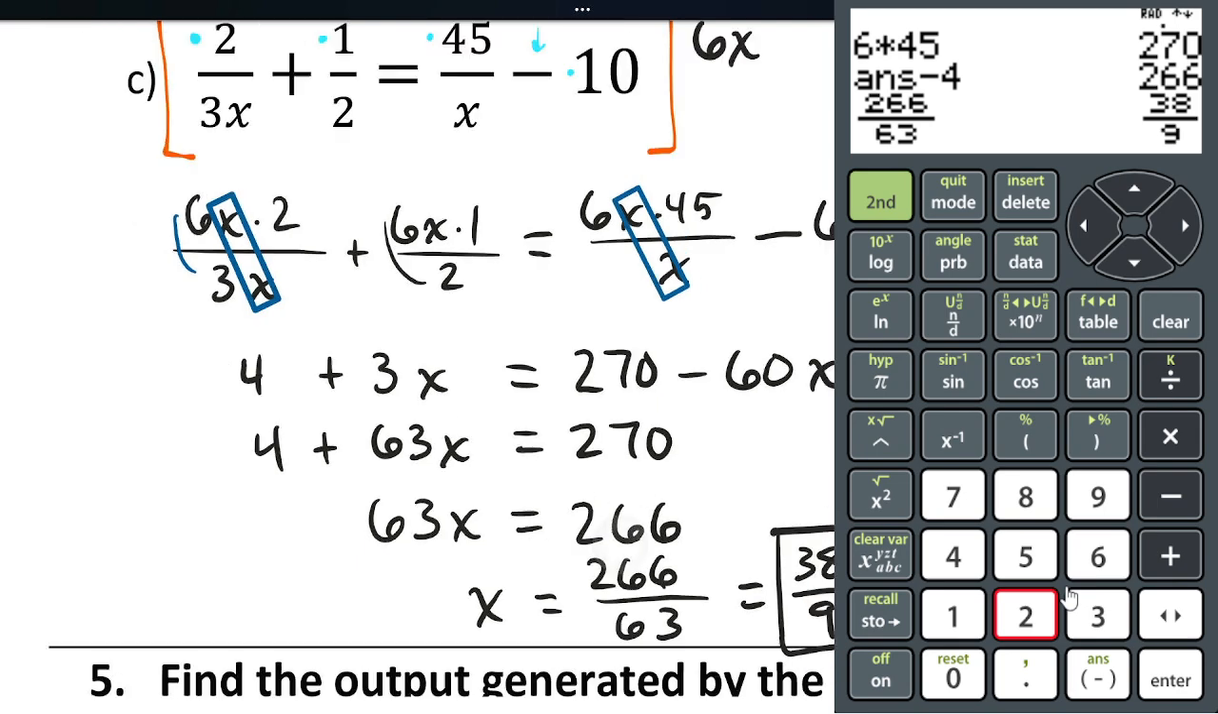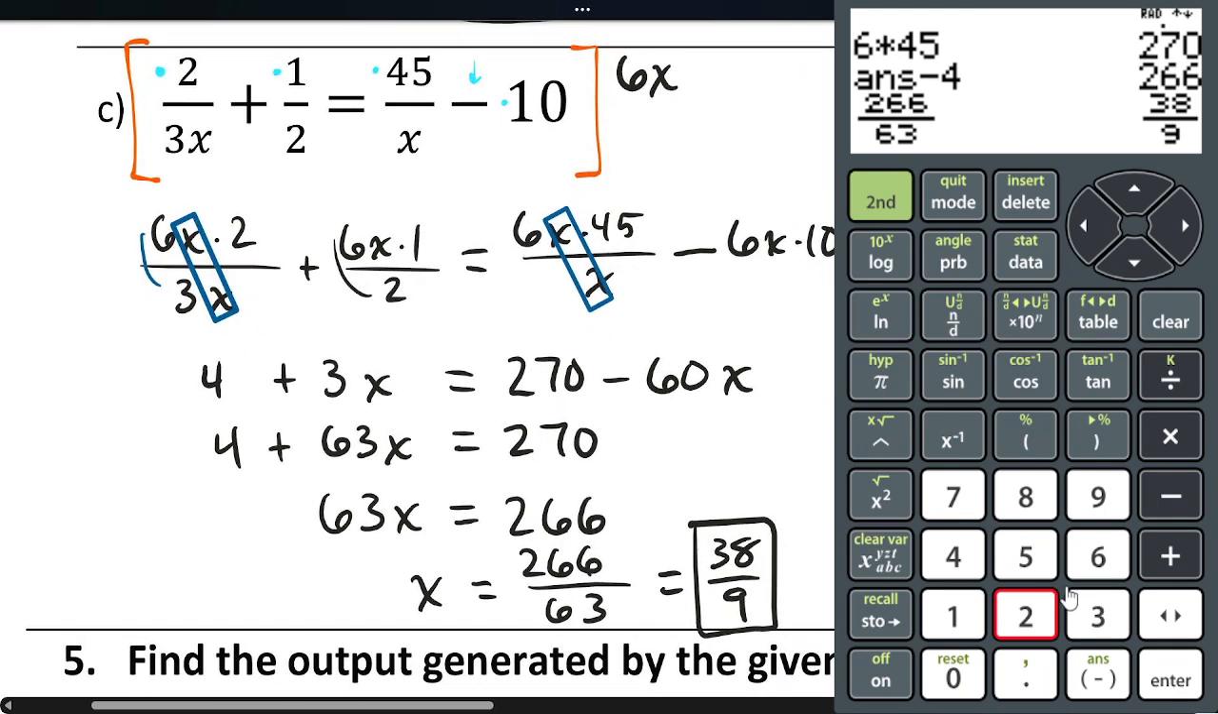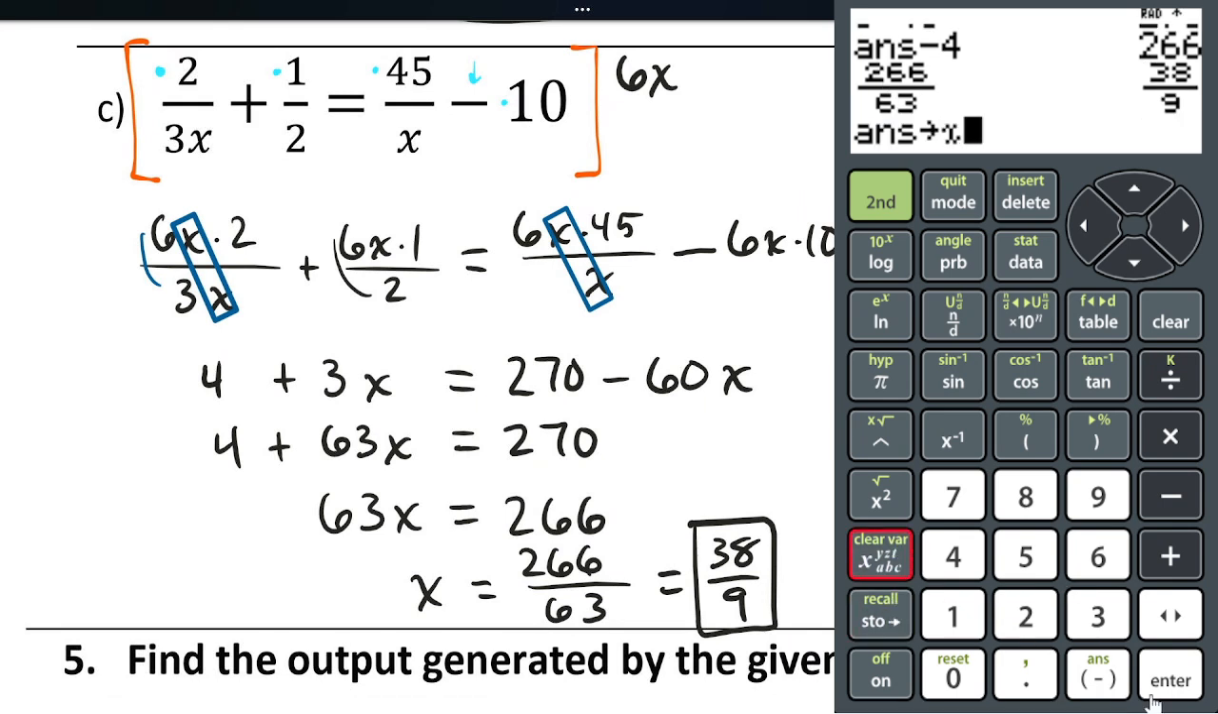Now, I told you I wasn't going to make any more mistakes, but that doesn't mean I shouldn't check my work. So store this as x, and let's verify the left and the right-hand side are the same. The left-hand side was 2 over 3x. And then to that, we're going to add 1/2.